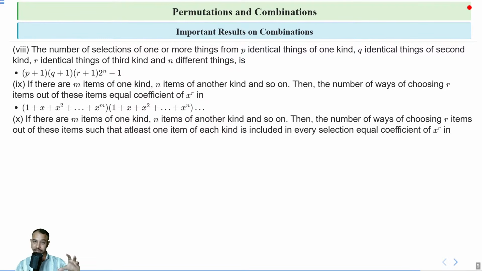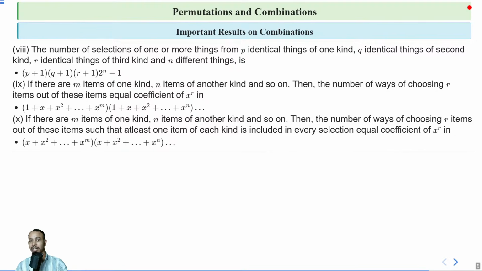And see now, 10th result, combination. So if there are m items of one kind, n items of another kind, and so on, then we have to find the number of ways of choosing r items out of these items such that at least one item of each kind is included in every selection. It equals the coefficient of x to the power r. So in how many ways will we get this? The number of ways of choosing r items out of these items such that at least one item of each kind is included. At least one item, so we cannot take 0 items here.